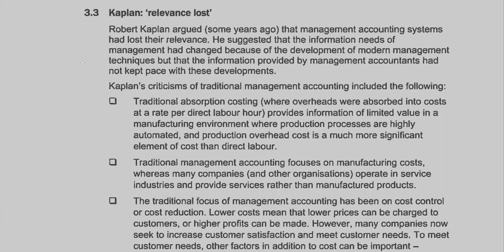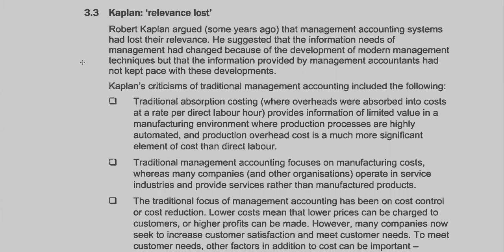One, traditional absorption costing, where overheads were absorbed into costs at a rate per direct labor hour, provided information of limited value in a manufacturing environment where production processes are highly automated, and production overhead cost is a much more significant element of cost than direct labor. And this is true. In the past, we mostly were absorbing on an arbitrary basis where we guess. So you can't tell me how much of rent goes into a bottle of water which we sell. And mostly we were using labor.